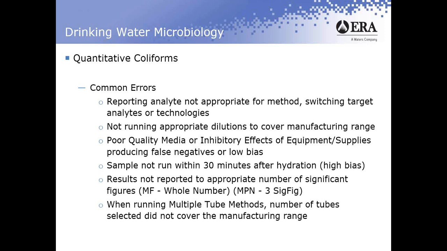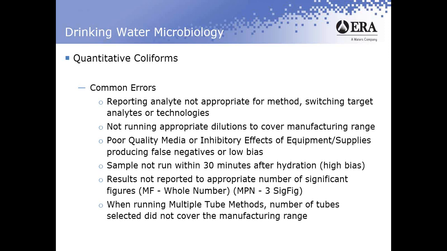So what are some of those common errors? Reporting analyte not appropriate for the method. Switching target analytes or technologies. That was common with the HPCs as well. Not running appropriate dilutions to cover the manufacturing range. Poor quality media or inhibitory effects of equipment or supplies producing false negatives or low bias. Not running the sample within 30 minutes after hydration, potentially high bias, or if you wait too long, low bias.